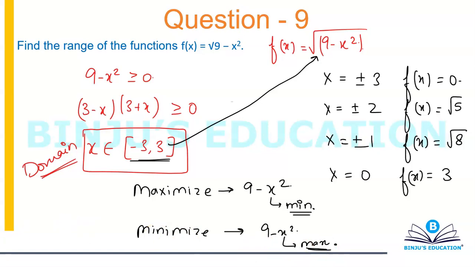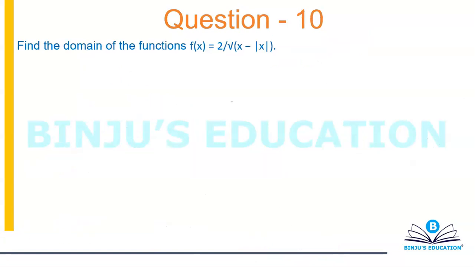Alright, so just one more question, and that is basically on domain. So this is f(x) is equal to 2 divided by root of x minus mod x. You need to calculate the domain for this function. Pause the video and try this one, please. Interesting question.